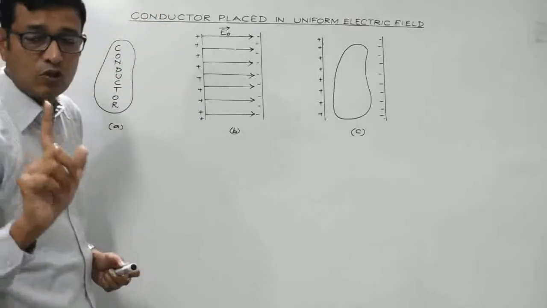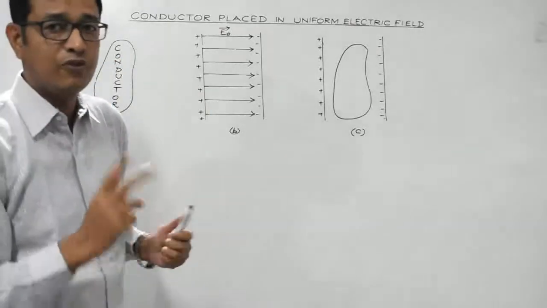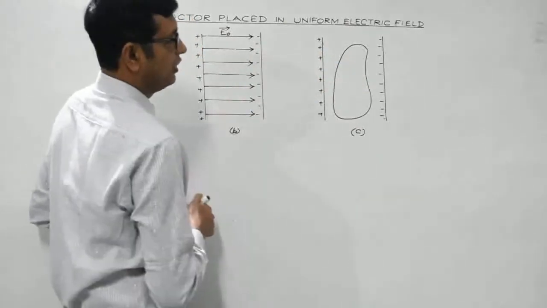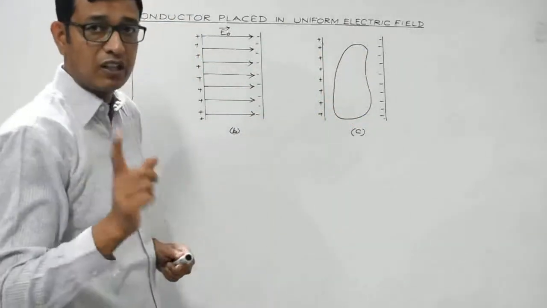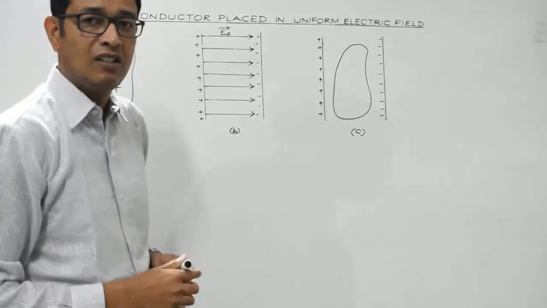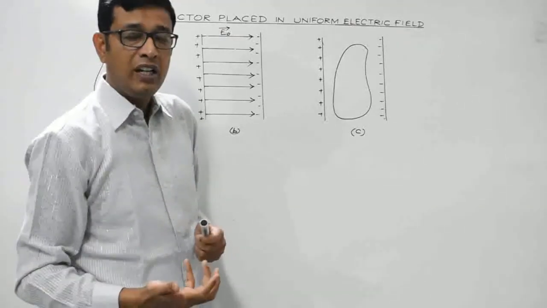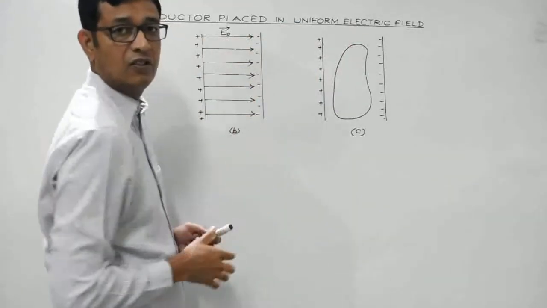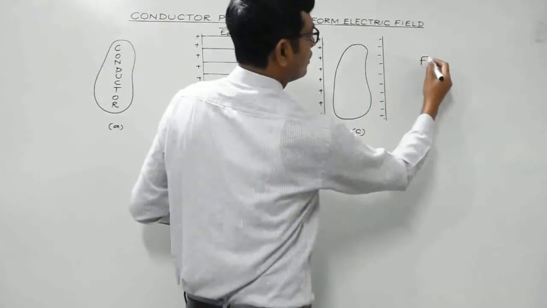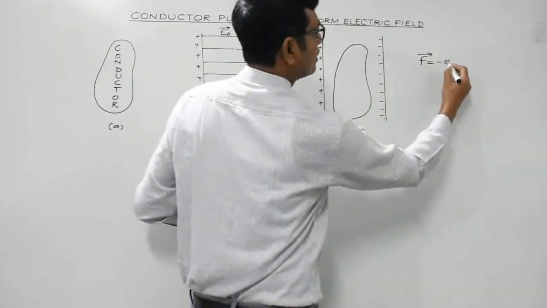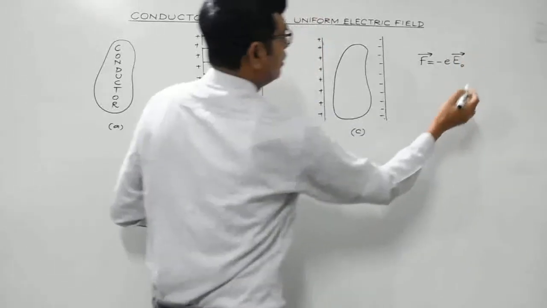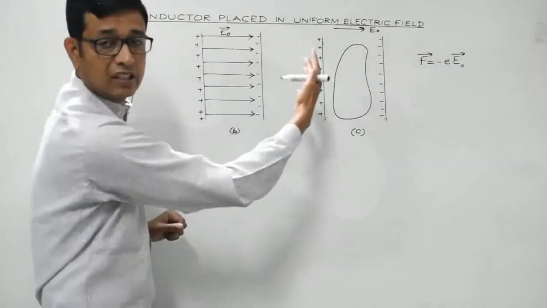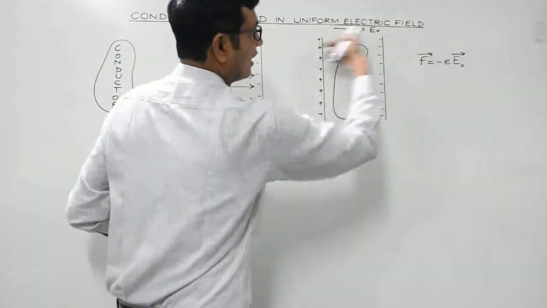First and foremost, as I've told you, this is a conductor having a large number of free electrons. So as soon as it comes under the influence of the electric field, the charged particles, which are electrons, will experience an electric force. And the electron being negatively charged, it will experience an electric force in a direction opposite to that of the applied field, right? So this is the force that an electron will experience. It is minus E naught vector. So this is the applied field. So an electron inside the conductor will experience an electric force against the direction of the electric field.